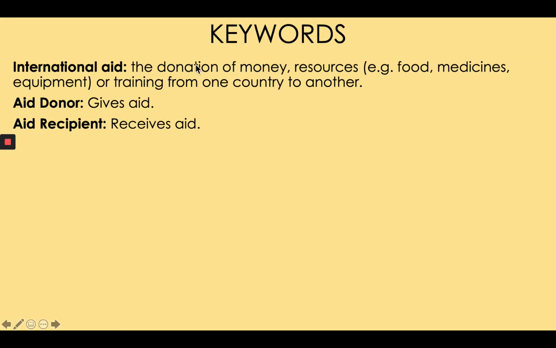The first one, international aid, you need to know what that is. You also need to know that an aid donor is the country or group of people that give the aid, and an aid recipient is the people or the country that receives the aid. Please write these 3 keywords now and their definitions, and take your highlighter and highlight the keywords.